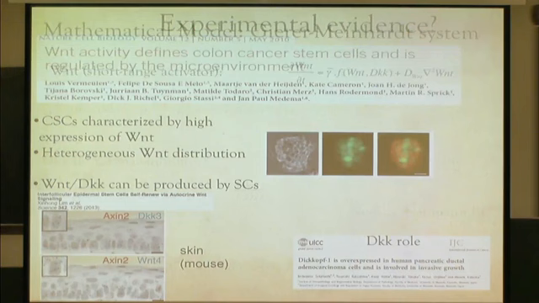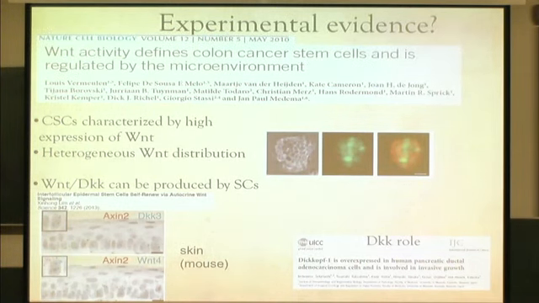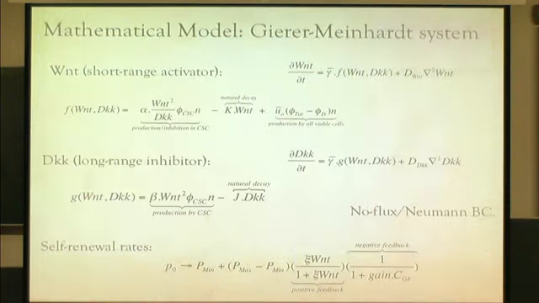I don't know anybody who's tested the same thing in colon, but I suspect that something like that occurs as well. So one can then model this with just a simple, generic type of model, a Gierer-Meinhardt system, where now you're modeling the Wnt concentration. There is a nonlinear production term. There could be a background production term.